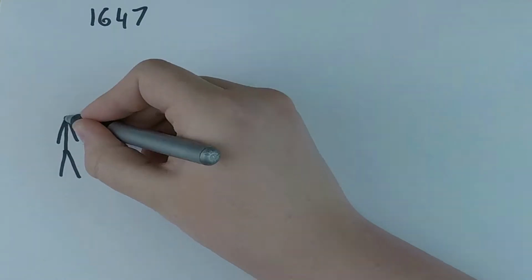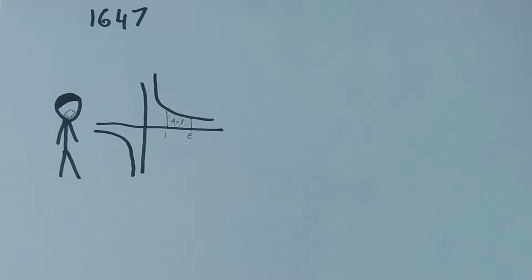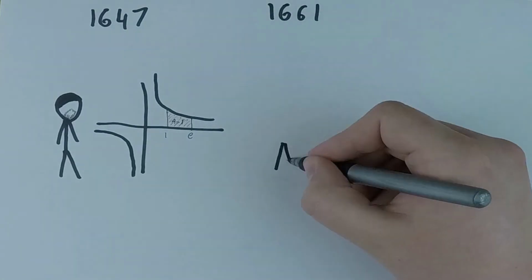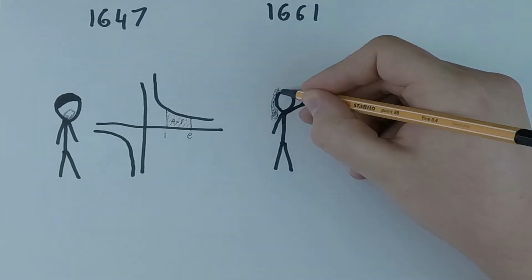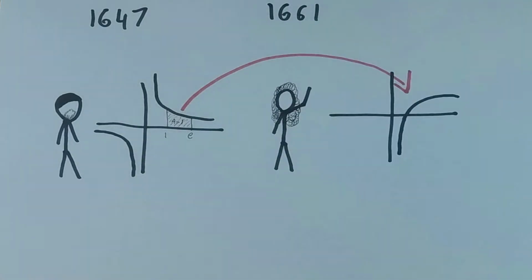1647 saw Gregory of St. Vincent's computations of area under a rectangular hyperbola. This was used by Dutch mathematician Christian Huygens in 1661, when noticing a relationship between the area and the logarithm, and later when defining the exponential curve.